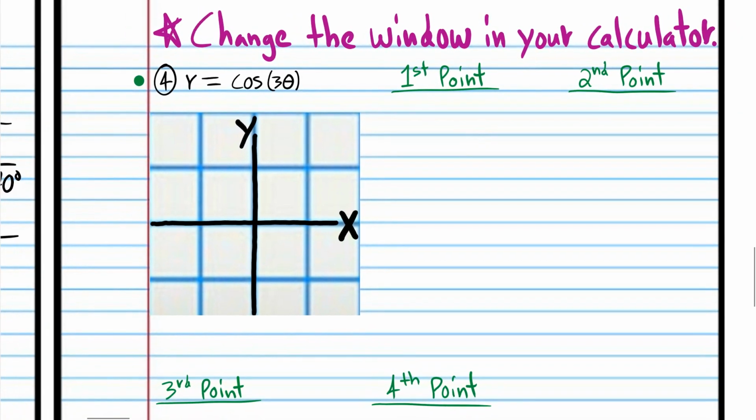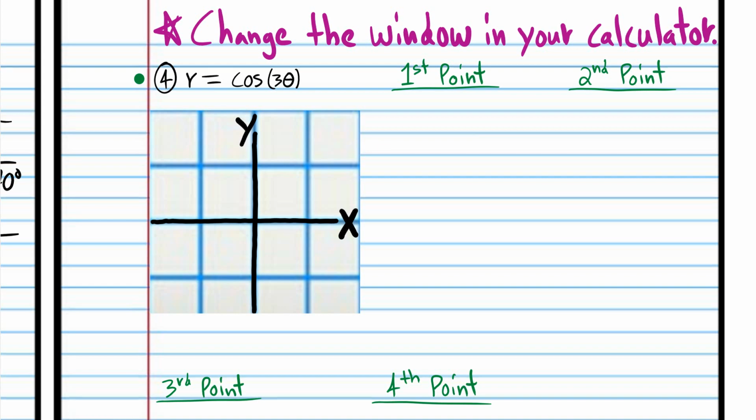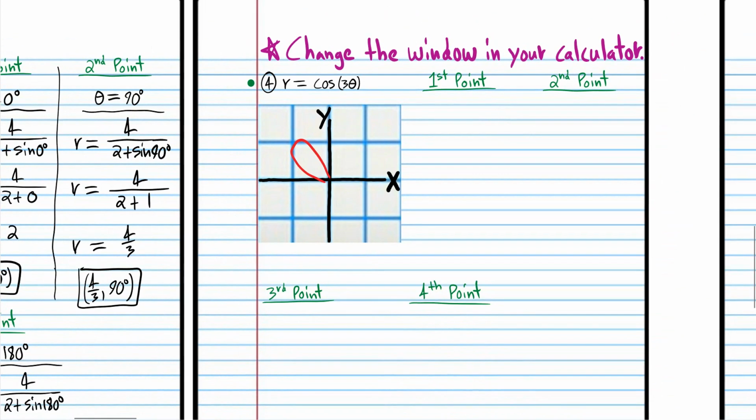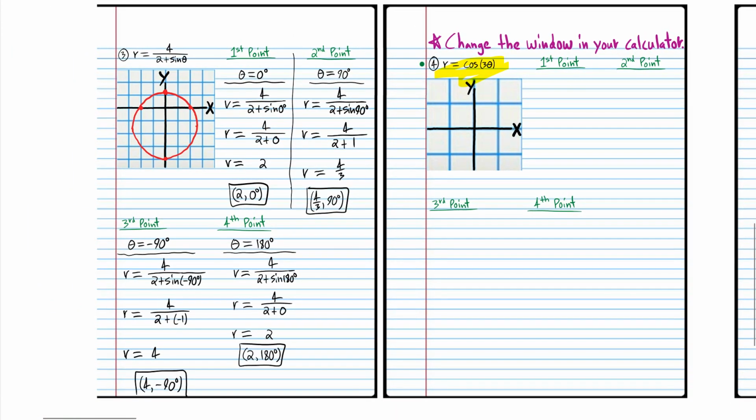So now that you have the graph in your calculator, it should look something like this, something like that. Now I want you to find 4 points using this equation and go ahead and graph it. And when you come back, we'll do it together.